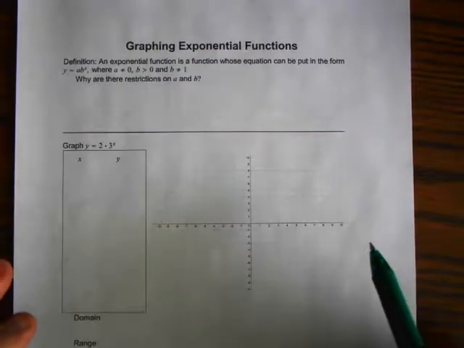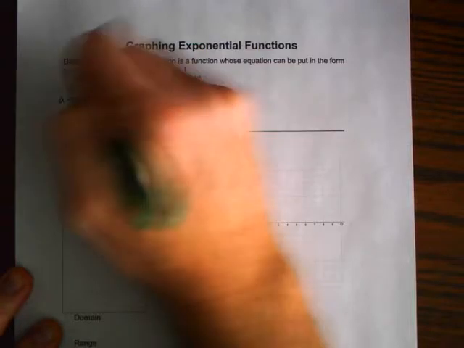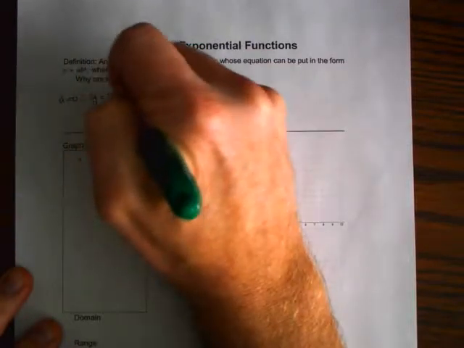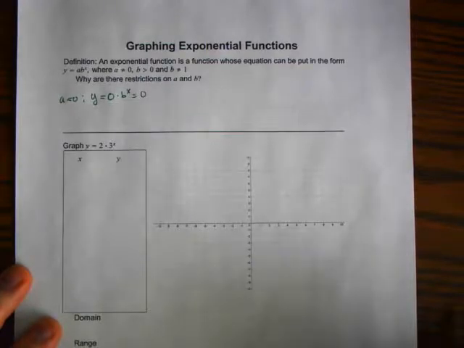All right, so the first question I think we should look at is, why are there restrictions on a and b? For example, why can't a be 0? Well, it's because if a is 0, then our equation becomes y equals 0 times b to the x, which is 0. 0 times anything is 0. So we don't really get anything interesting. We get a horizontal line. That's not very much fun.